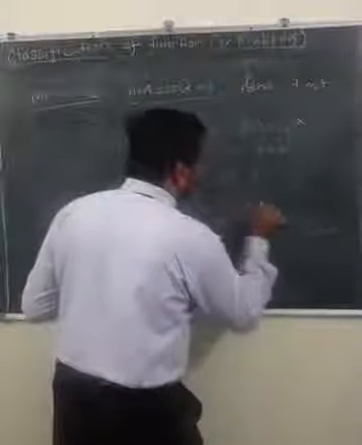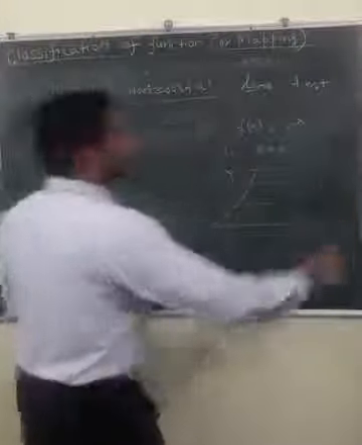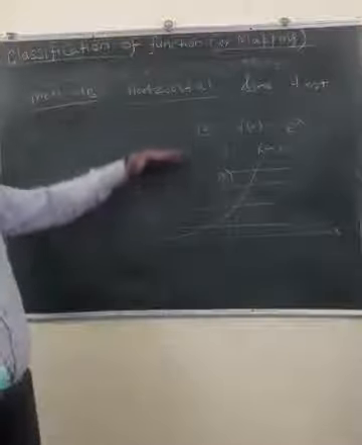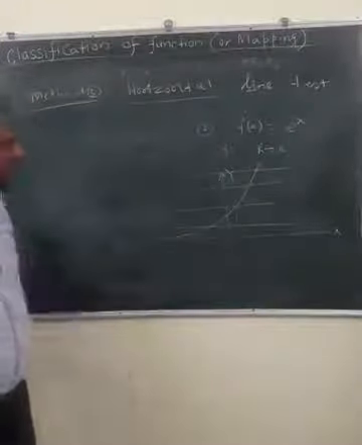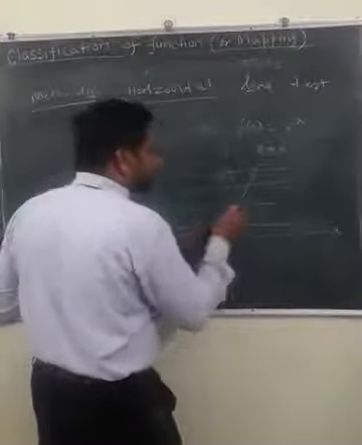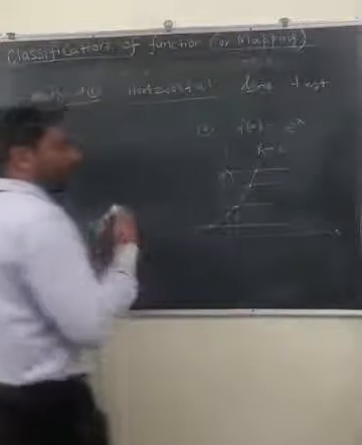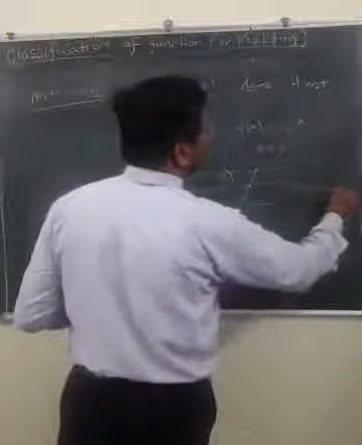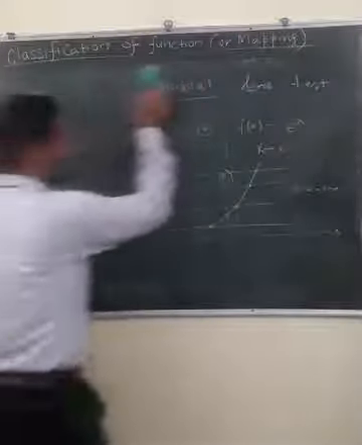I am drawing all possible horizontal lines, all the lines which are possible. I can see here that no line intersects at more than one point. Every line intersects at a single point only. That means the function is one-one. This is a one-one function. Are you getting it? Now, method four.